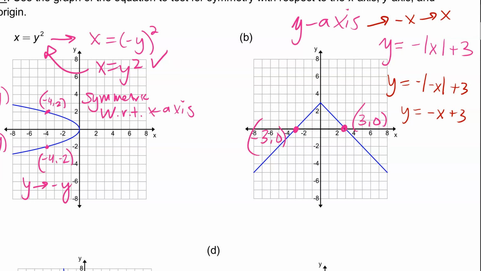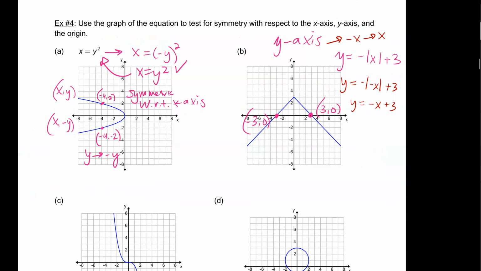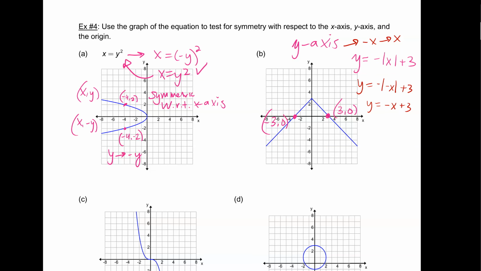Okay. Let's try the next one. Does that make sense what I'm doing? So if it's symmetric with respect to the x-axis, plug in negative y. Symmetric with the y-axis, plug in negative x. If it's symmetric with the origin, plug in negative x and negative y, and you should get the same thing. Cool.